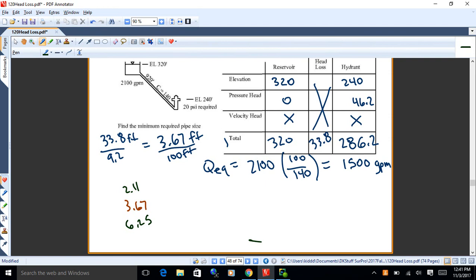This is from the smoothness of the pipe. Okay, so that gets you to 33.8. Now, we have another thing: the charts are based on head loss per 100 feet of pipe. So that's why I'm dividing by 9.2, to get that into feet per 100. I take 33.8 total feet of head loss and divide it over 900 feet of pipe. Yeah, that'll get you the 9.2.